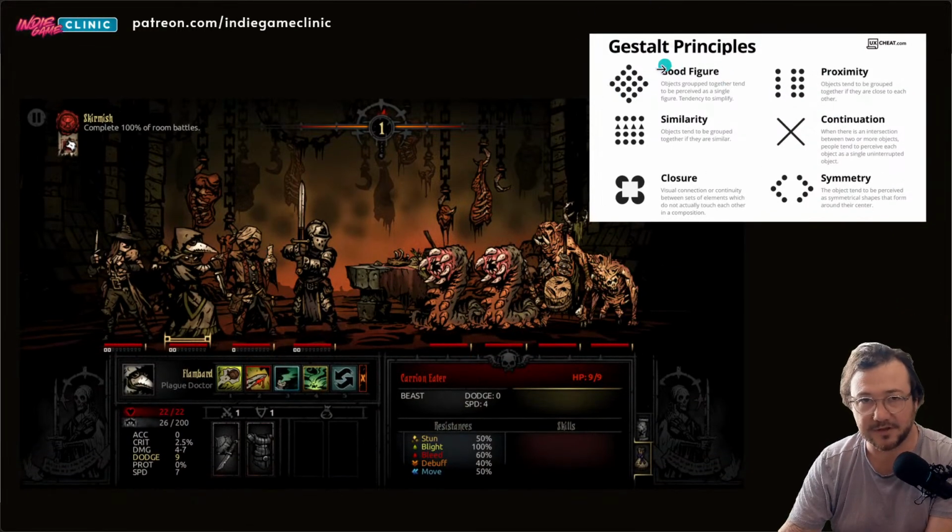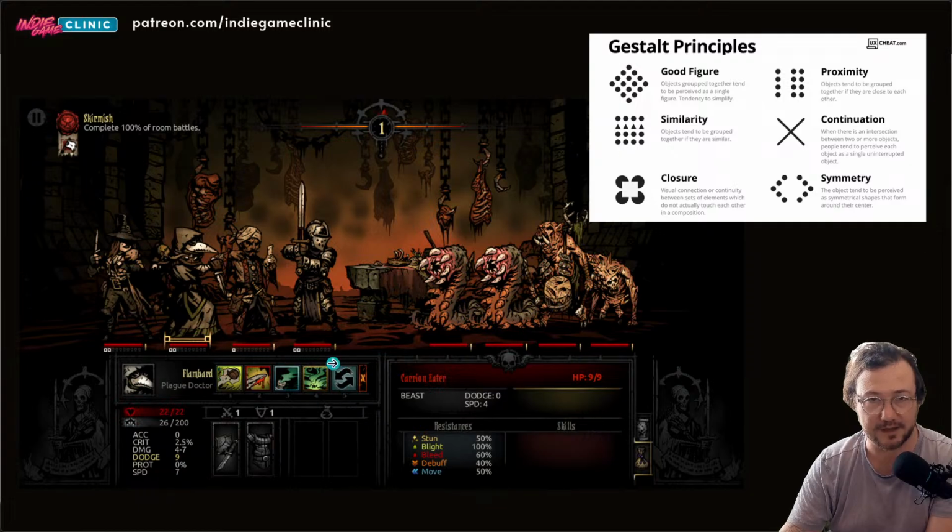Here we have the Gestalt principles up in the top, and Darkest Dungeon, because I love Darkest Dungeon. But you can take them, and again, like I said, you will find a different list of principles wherever you look this up. But the point isn't to know them all. The point is to be able to apply a couple of them and see how a game works in a particular way, right?